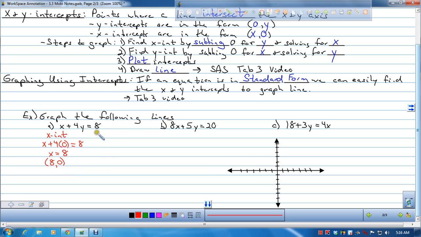That's my x-intercept. My y-intercept, I'm going to plug 0 in for x. So 0 plus 4y equals 8. And now since that goes away, I just have to divide by 4. Y equals 2, right? So I'm going to have a point at 0, 2. So 8, 0, 1, 2, 3, 4, 5, 6, 7. We're going to say it's about right in there. How's that look? And at 0, 2.